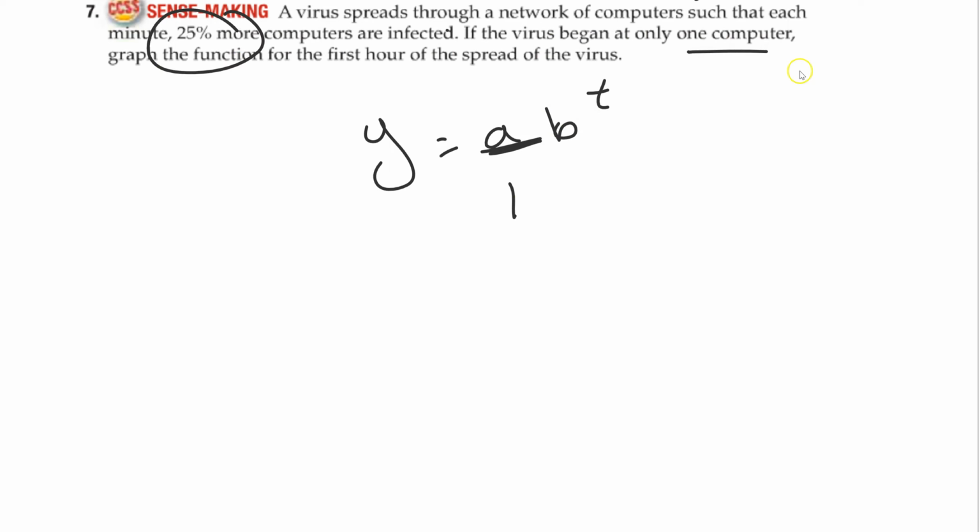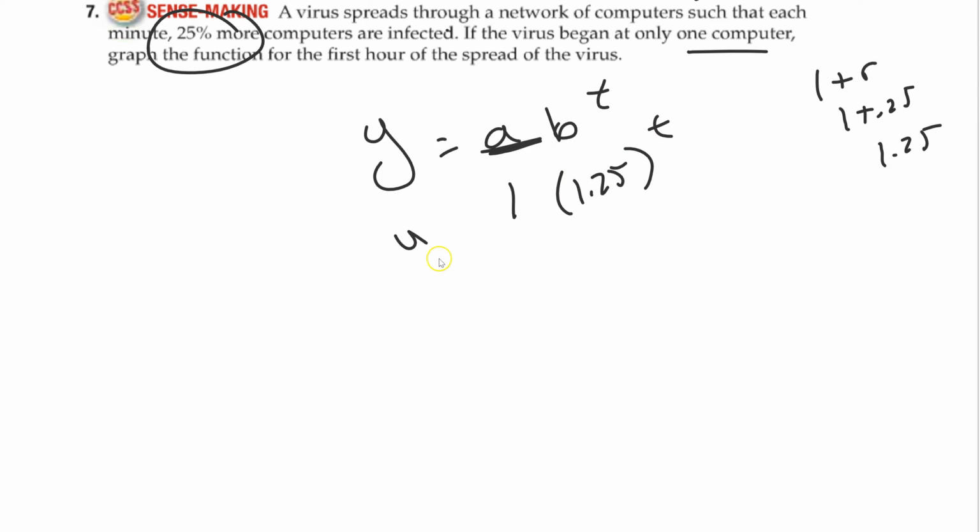Next example, same idea. A virus spreads to a network of computers such that each minute 25% more computers are infected. If the virus began at one computer, graph the function for the first hour of the spread of the virus. So here's my formula. A is the initial amount, which in this case started at one computer, so that's 1. My growth rate, 25% more computers are affected each minute, so 1 plus R, which is 1 plus 0.25, so 1.25.